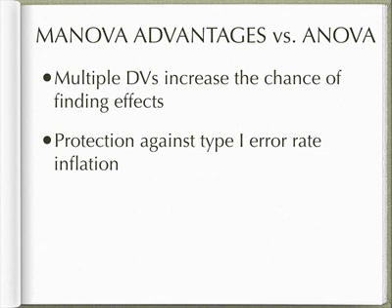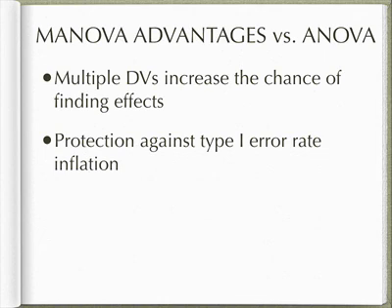So some advantages, and then I have another slide with some disadvantages. With multiple dependent variables, you increase your chances of finding effects. And so assuming the dependent variables are theoretically meaningful, not just randomly collected and thrown together, including multiple dependent variables would increase your chances of finding theoretically relevant, theoretically important findings.